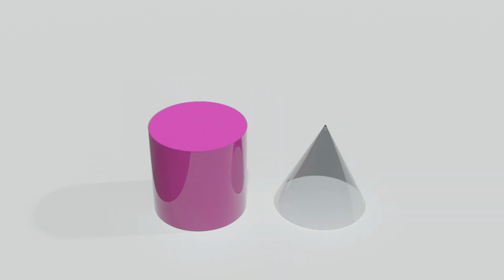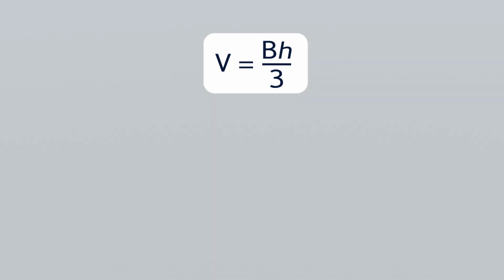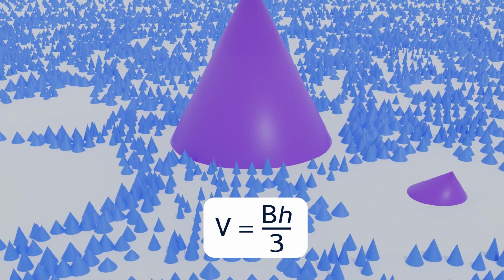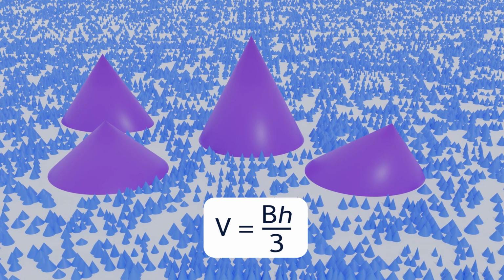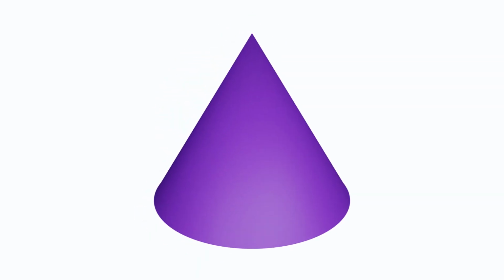cylinder. This formula, base times height divided by 3, is actually a formula you can use to find the volume of any cone, no matter if it is right or oblique, or if it has a circular base or an elliptical one. Amazing! Now, let's look at an example of how to calculate the volume of a circular cone.